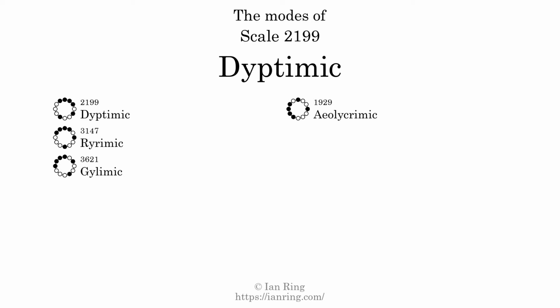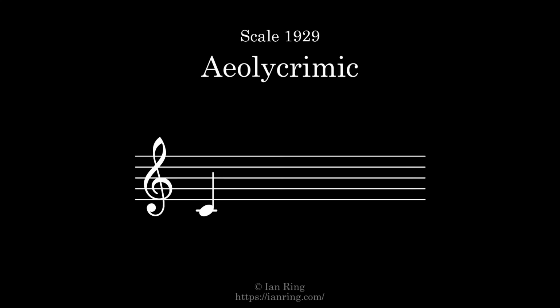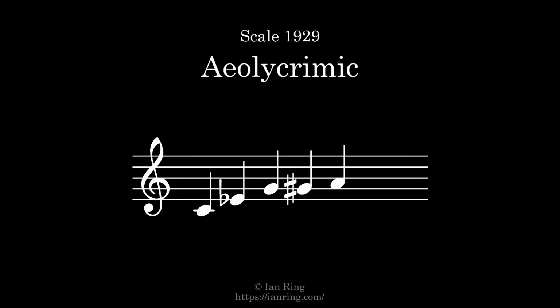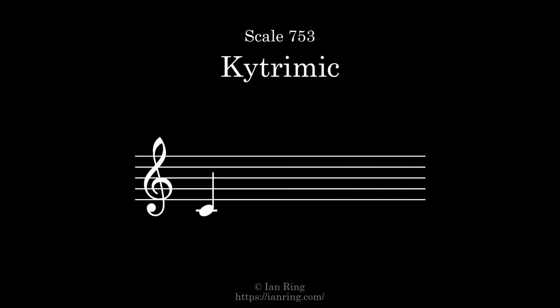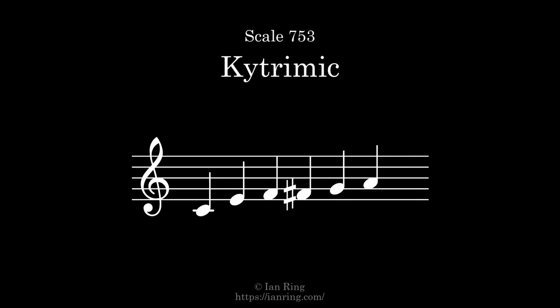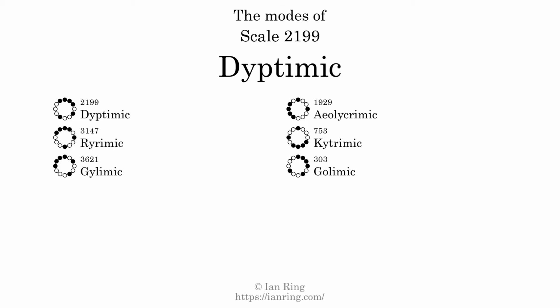The fourth mode is scale 1929, also known as Eolichrimic. It sounds like this. The fifth mode is scale 753, also known as Chytrimic. It sounds like this. The sixth and last mode is scale 303, also known as Galimic. It sounds like this.